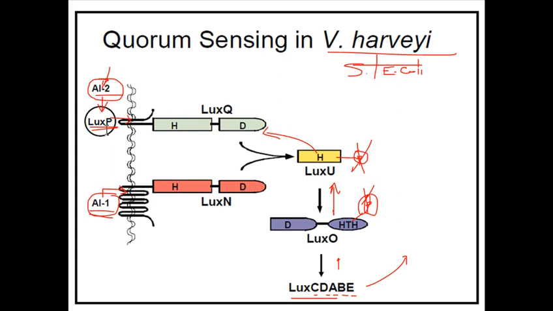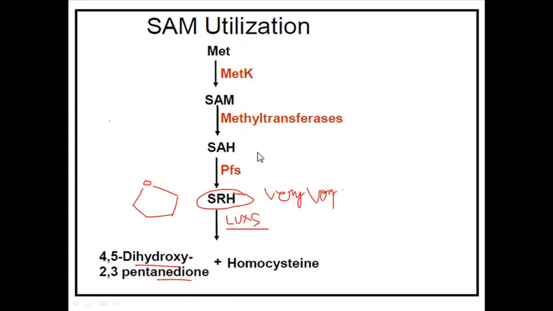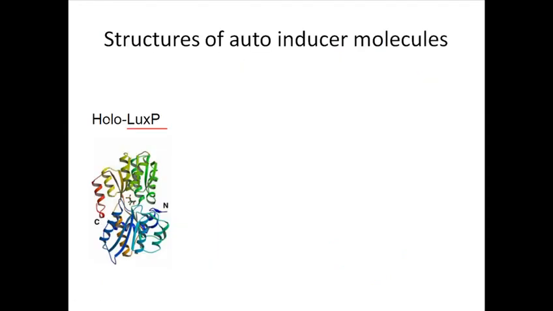The LuxP molecule is present in the periplasmic space of those bacteria. And what is the structure of LuxP? After many years we had a chance to crystallize the structure of LuxP along with the autoinducer molecule, which is presented in the middle here. So this is the autoinducer molecule you can see in the middle.